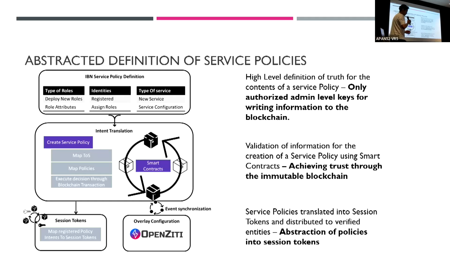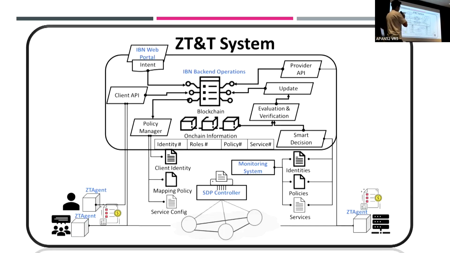And also for our own work, we have used an open source project called OpenCity for the actual overlay network management that we have. Because we are mostly focused on the development on the blockchain side of things, and the higher layer of that is the IBN integration with the blockchain. So practically this is the whole system that we have.